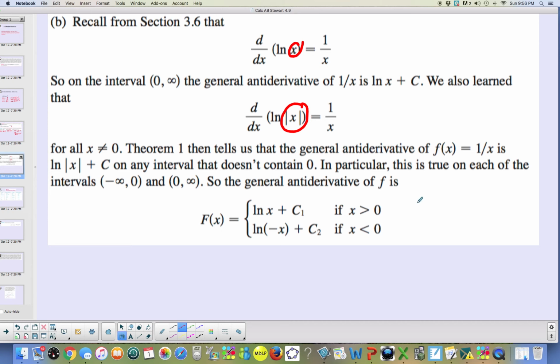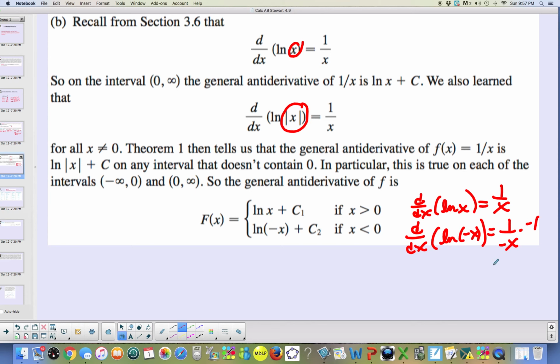Now let's check our work and find the derivative of the natural log of x, and that's going to be 1 over x when x is greater than 0. And we want to find the derivative of natural log of the opposite of x, and that's going to be 1 over the opposite of x, and then we have to multiply it by the chain rule, negative 1. And so this is going to be 1 over x. So we get the same result regardless of whether we describe the antiderivative this way or this way.